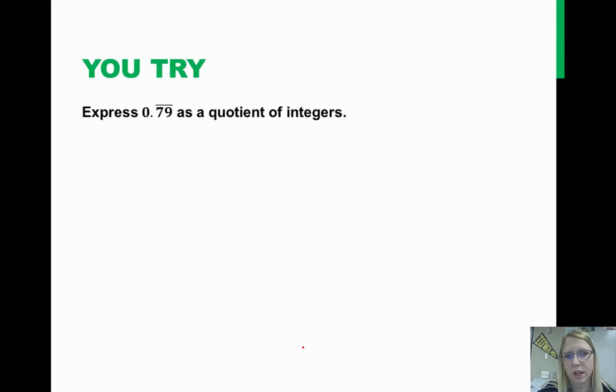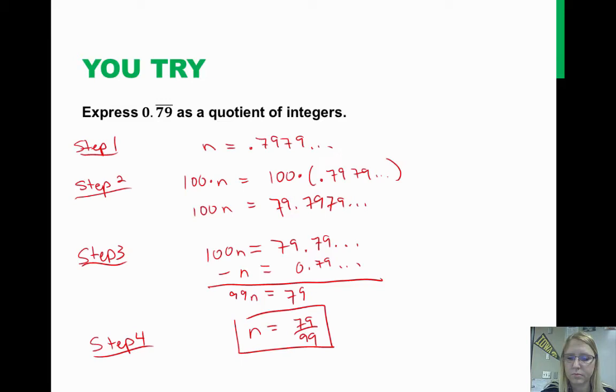So now it's your turn again. Try to see if you can do this on your own too. So in this case, we got 79 over 99. It's not something that we can really reduce, and so that is our final answer.